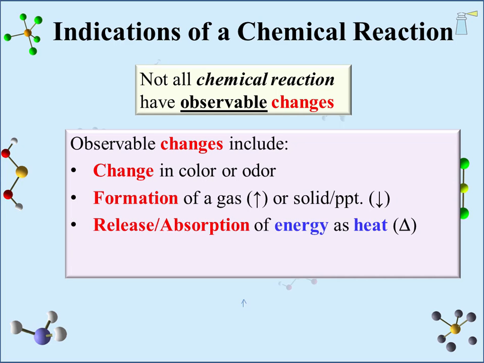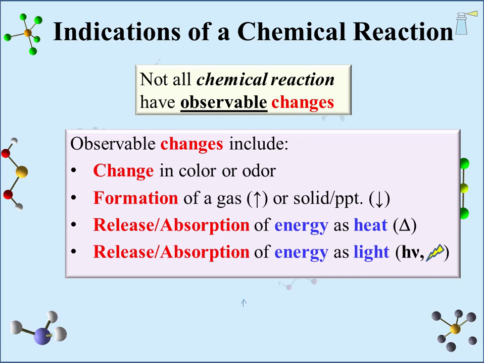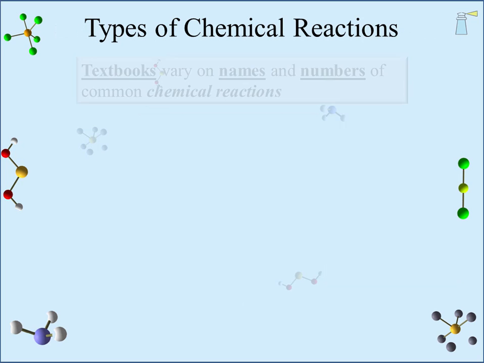Also, there is the release or absorption of energy as heat. The Greek symbol delta is the most common symbol in chemistry to indicate a change in heat. And then there is the release or absorption of energy as light. Light can be indicated in a chemical reaction by writing its energy equivalent, h nu, or by adding a cartoon bolt. A caution before we proceed.